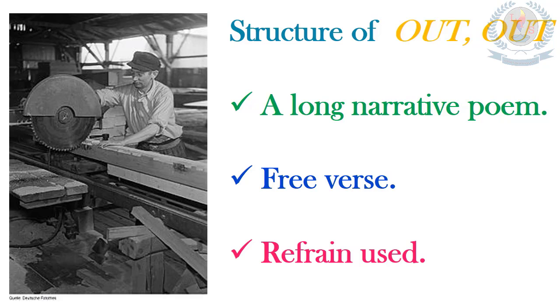Our second point is free verse. You know that free verse is a type of poetry that does not contain patterns of rhyme or meter. There isn't rhyme or meter. This poem "Out, Out" is in free verse. It's a free verse poem without any strict rhyme or meter. Is that point clear? Let's move to the third one, that is, refrain used.